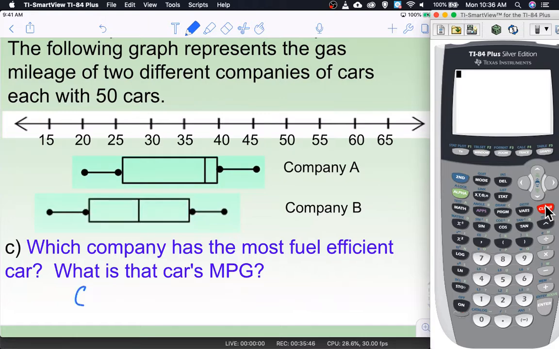All right, you should have said Company A. And that car's miles per gallon is about 46 maybe? 46, 47, I'd go 46. It's a little bit bigger than 45, but not by much. But that company has the most fuel-efficient car.